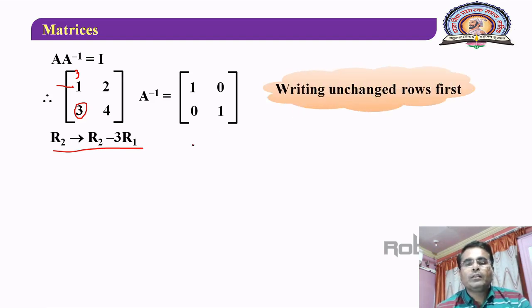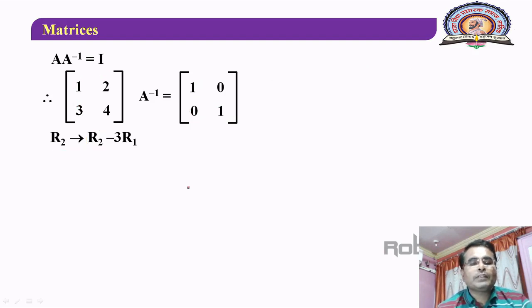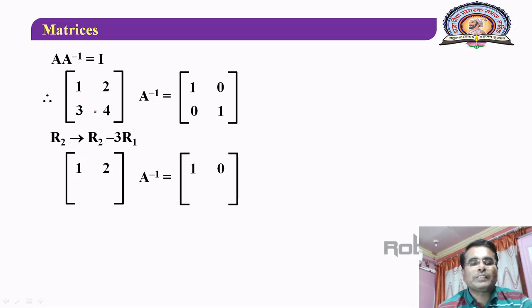So, writing unchanged rows first. Now, it is clear that while we use this transformation, there will be a change in R2 only and not in R1. The same thing happens here also. There will be a change in R2 only. This R1 remains as it is. Here also R1 remains as it is. So, first write the unchanged rows and then go to the next step. Here in the next step, the first row remains unchanged, so 1, 2, that is as it is. Then into A inverse, that is equal to, here also on the right hand side the first row remains as it is.